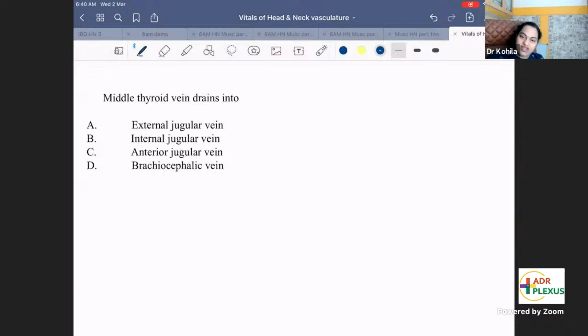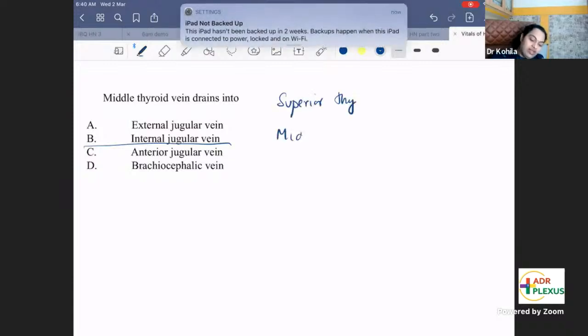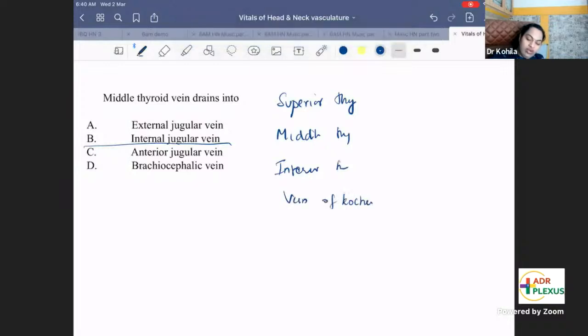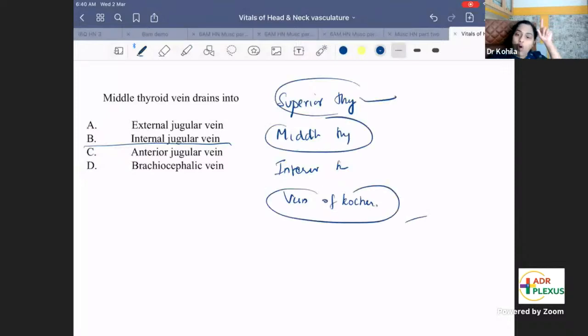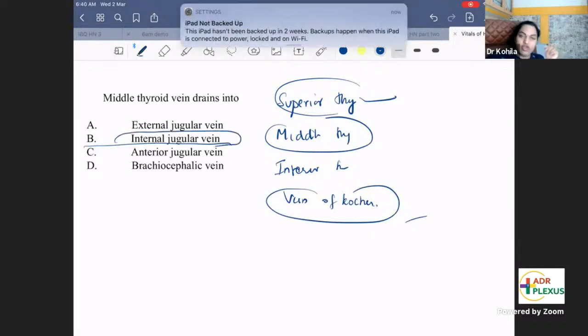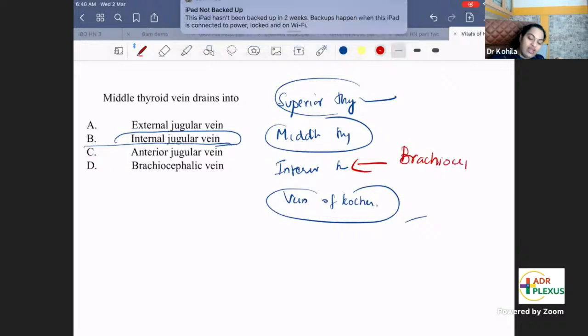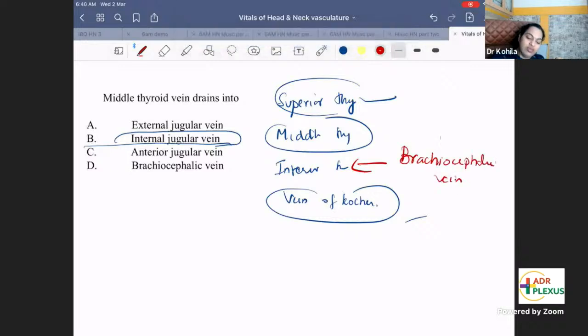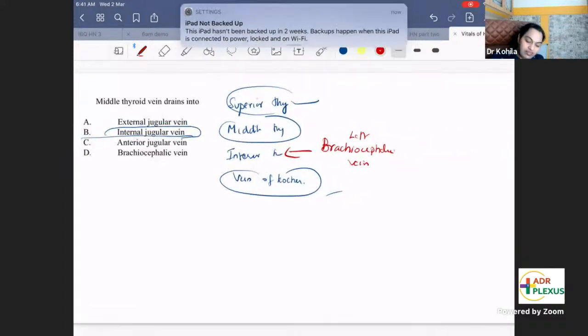Yes, what is the answer? B. Yeah, so how many thyroid veins are there? Superior thyroid vein, middle thyroid vein, inferior thyroid vein, and one more, the vein of Kocher, that comes from the lower pole. Superior, middle, and vein of Kocher all drain into the internal jugular vein. What is exceptional is the inferior thyroid vein, which drains into the brachiocephalic vein. If you see a picture, you'll remember very well. Usually the left brachiocephalic vein.